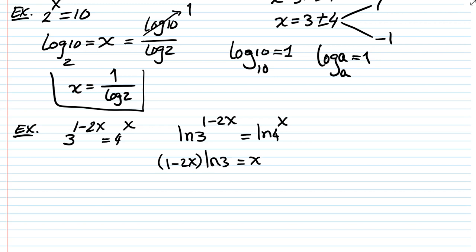And there we go. I'm using the properties of logs, bring the exponent as a factor in front of a log. Then distribute ln of 3. Remember, ln of 3 is just a number. Distribute it to the binomial. What do I get? I get ln of 3 minus ln of 3 times 2 times x. And on the other side, we just have x ln of 4, right?